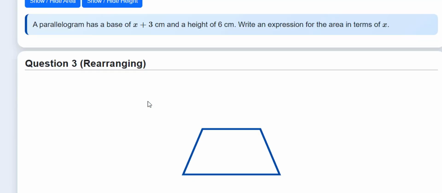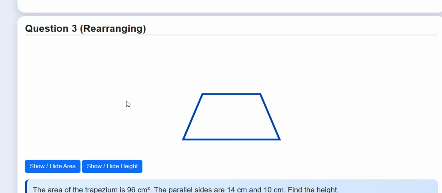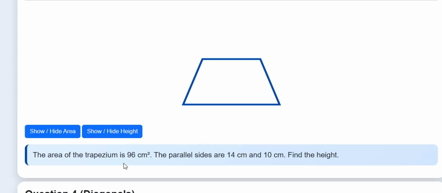Let's go to the next question. Here you are told the area of a trapezium is 96 centimeters squared. Then the parallel sides are 14 centimeters and 10 centimeters. Then find the height. Of course, the area we are given is that one. Then the height is that one. But we know area A of a trapezium is given by half into A plus B multiplied by h, where A and B are the parallel sides of that trapezium.